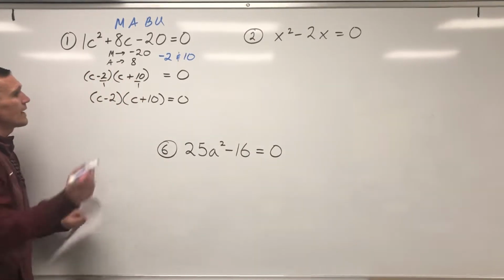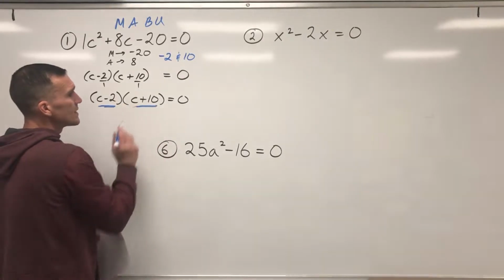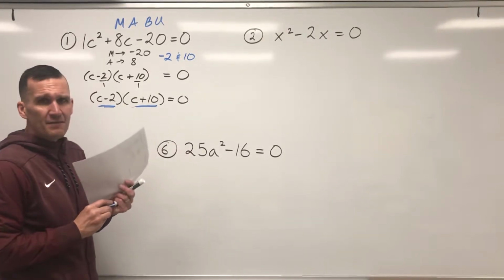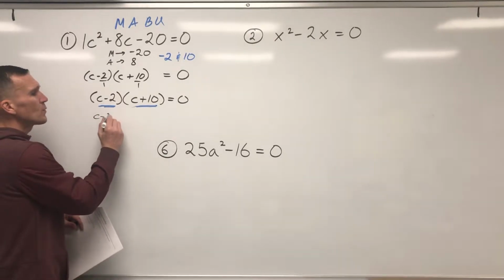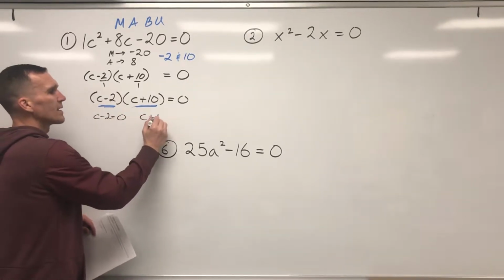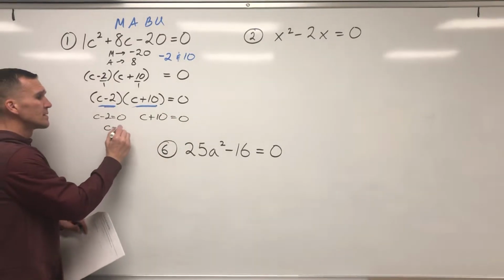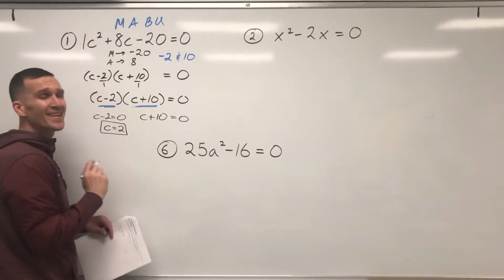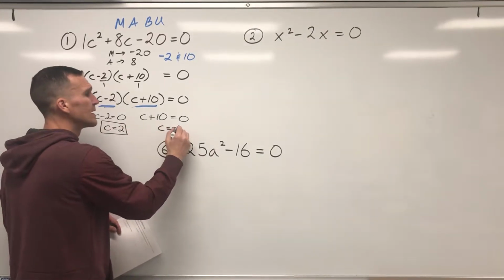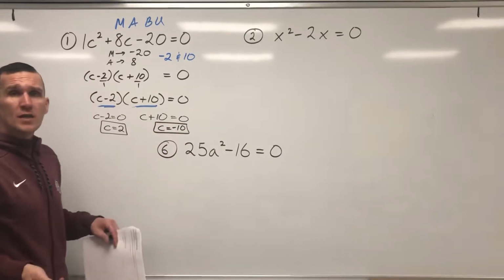So I look at it, C -2 is the front or the first factor, C +10 is the back or the second factor, and I go right here, front equals 0, back equals 0. When I add 2 to both sides, +2 is my final answer. When I subtract 10 on both sides, -10 is my final answer. All right, let's look at number 2.